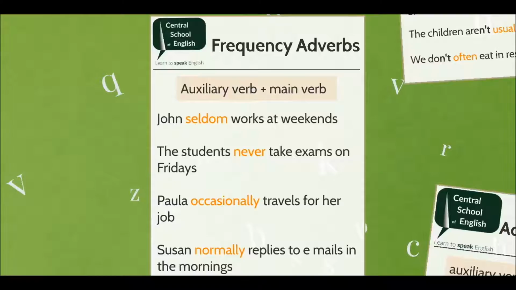If there is no auxiliary verb, frequency adverbs normally go directly before the main verb. For example, John seldom works at weekends. The students never take exams on Fridays. Paula occasionally travels for her job. Susan normally replies to emails in the mornings.